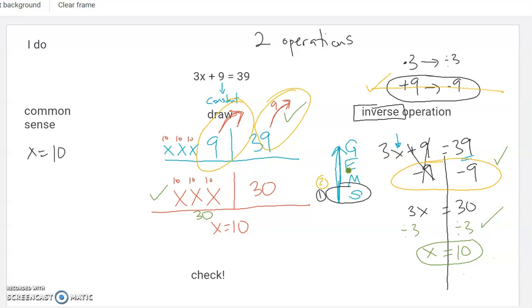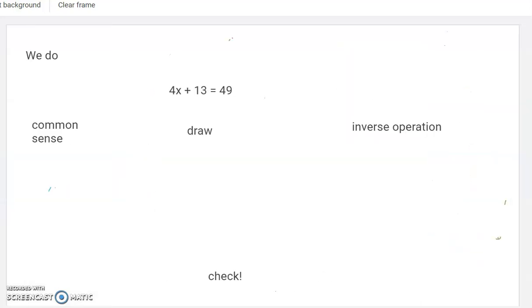Okay. Checking is super important, and I think you should do it, but since I'm a bit low on time, I'm going to skip it on this one to make sure we have time to do the we do without rushing you too bad. So go ahead and pause here, write your problem down and your strategies, and unpause when you're ready to go.